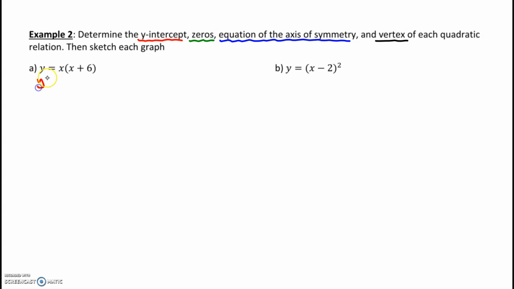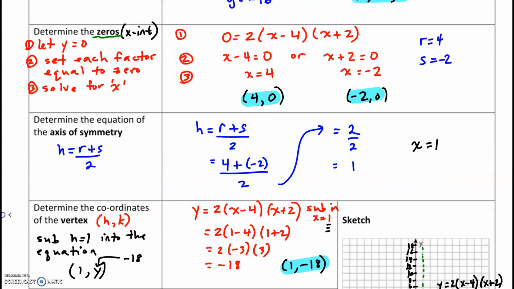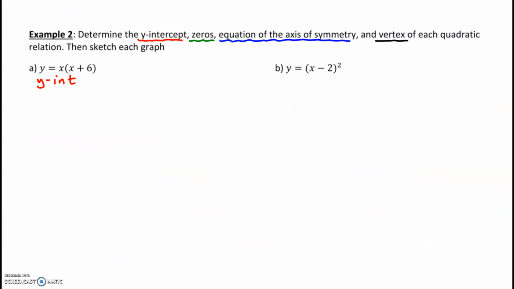So to keep myself organized, I don't have a nice, beautiful chart already given to me, like on this page that we did our first example. So this will be like what it is in your homework when you're working on lined paper. Keep yourself organized. Let's write a little title. All right, so we know to find the y-intercept, it's our favorite line, let x equal 0. So let's sub in x equals 0. So y equals x, instead of x we have 0 times 0 plus 6.